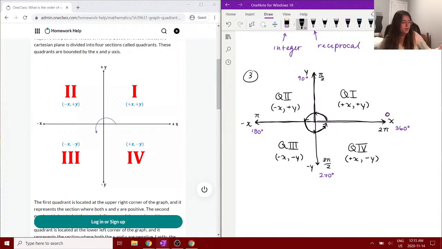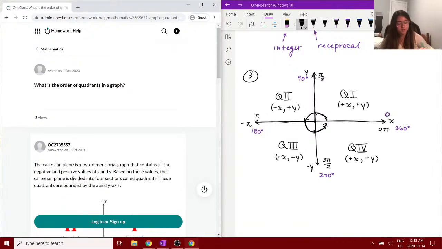Okay? So basically answering the original question, what is the order of quadrants in a graph? Well, if we move counterclockwise around the graph from 0, we get quadrant 1 here, quadrant 2, quadrant 3, and quadrant 4. Okay?